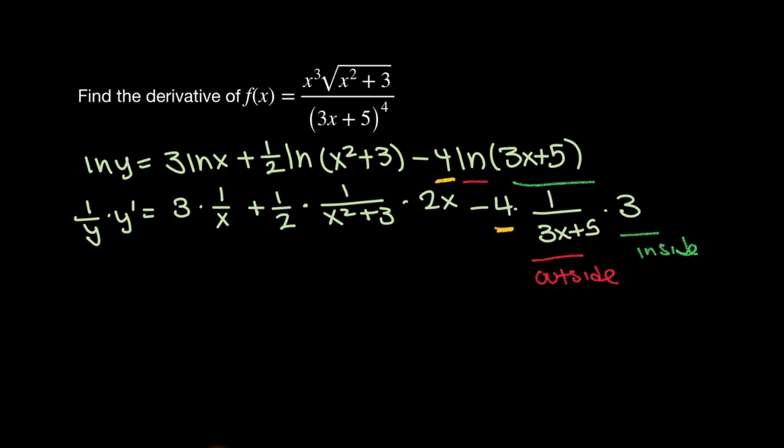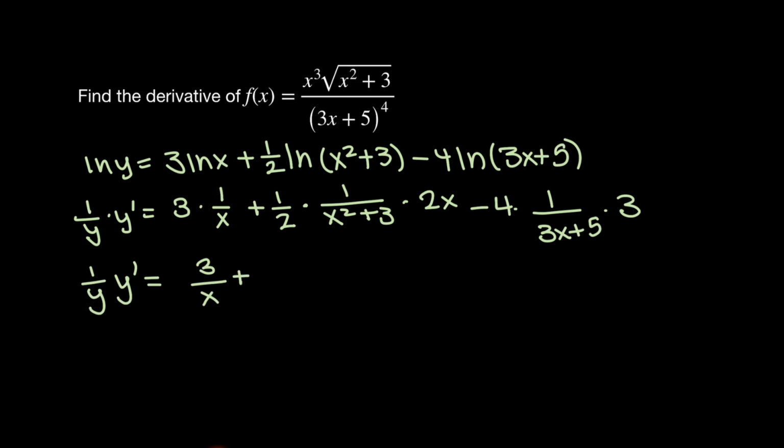And then finally, my last term, the minus 4, the constant stays there, and I'm going to use my chain rule on log of 3x plus 5. I get 1 over 3x plus 5 times the derivative of the inside, which is 3.